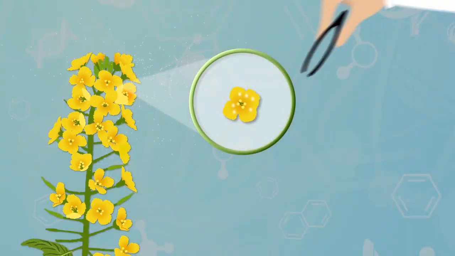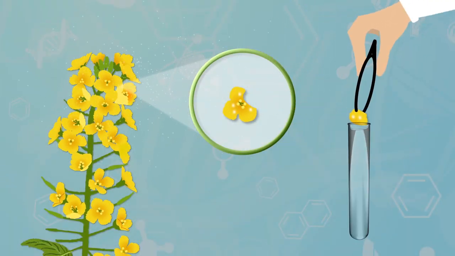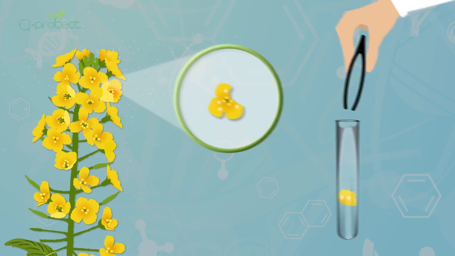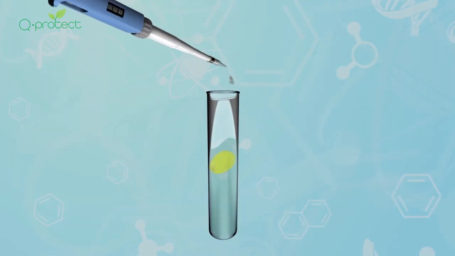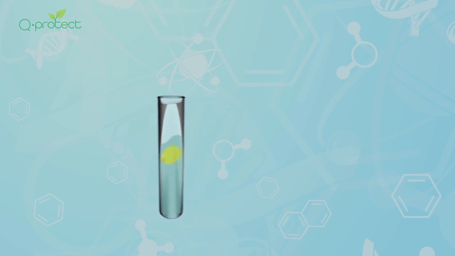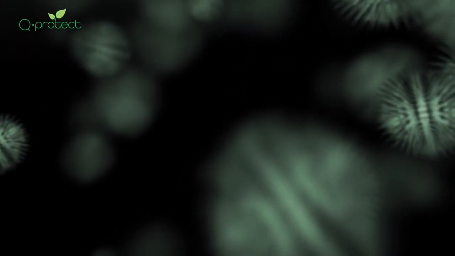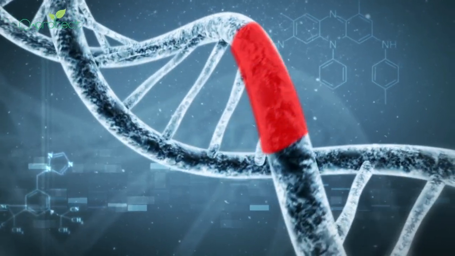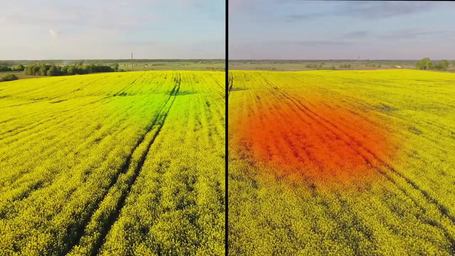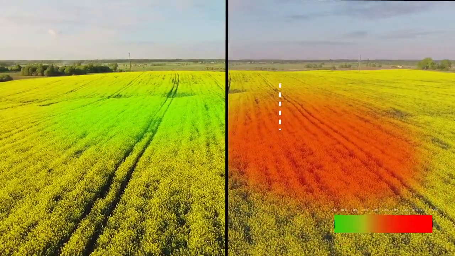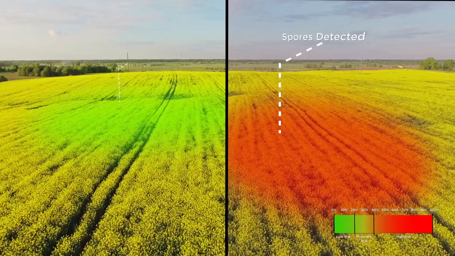Q-Protect involves collecting petal samples from different areas of your field and sending them to the lab, where they determine if spores are present or not on the petals. The lab can detect a DNA target specific to the fungal spores when they are present, or none will be detected when fungal spores are not present on the petals. The percentage of petals tested that had spores correlates to the risk of the crop developing disease.